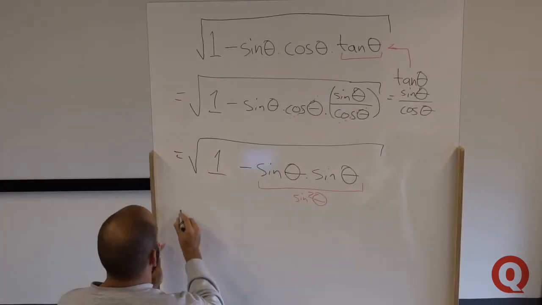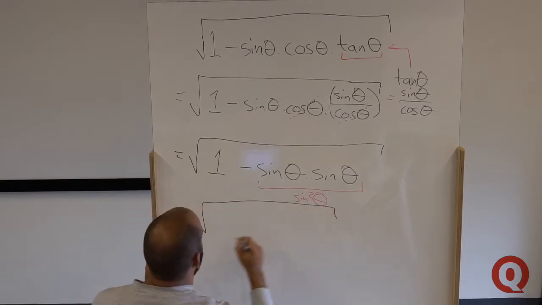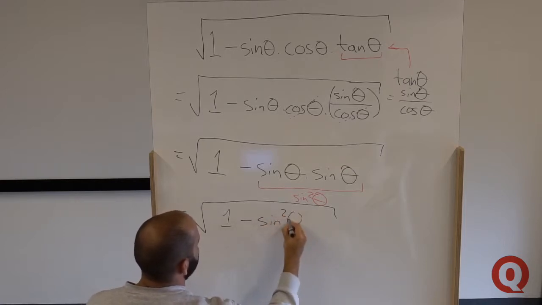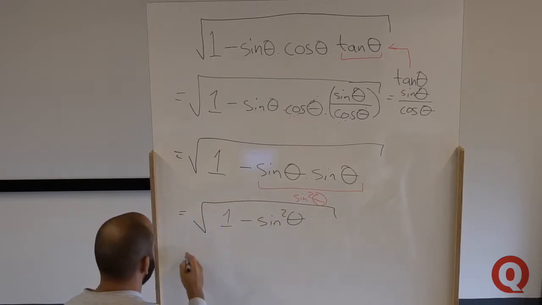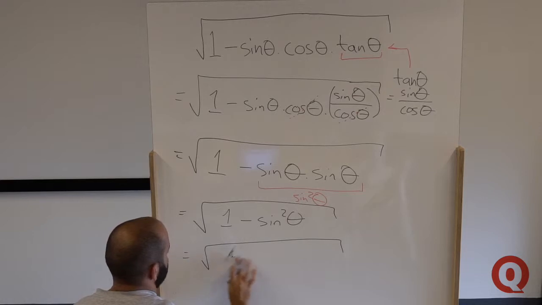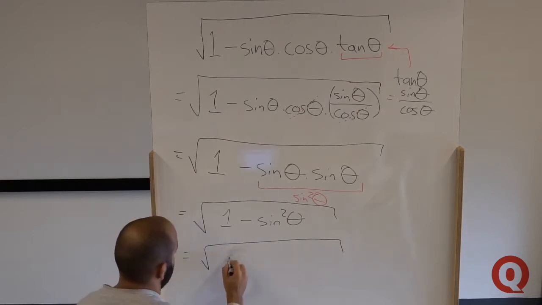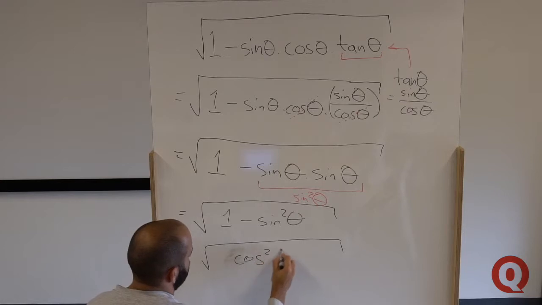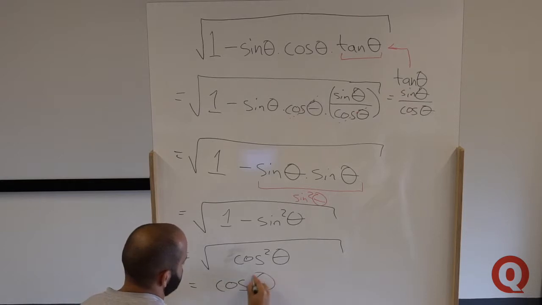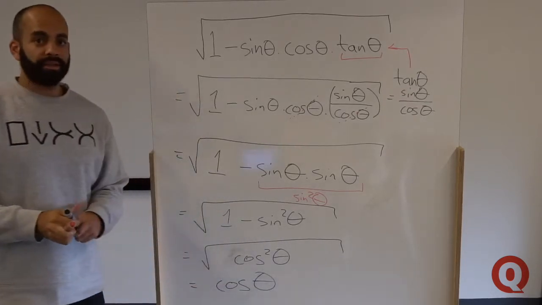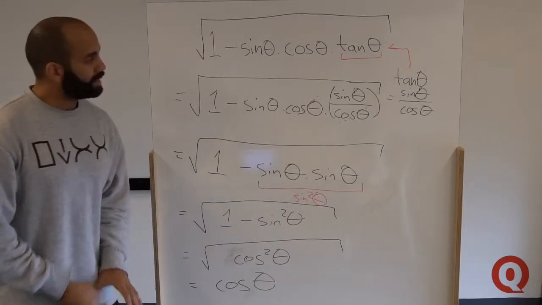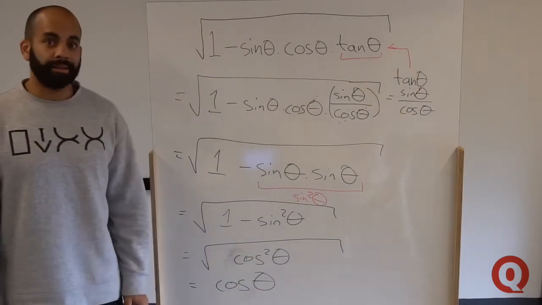You could write this expression now as the square root of 1 minus sine squared theta, which is equal to the square root of cos squared theta. Therefore, it is equal to cos theta. And that is the result of your first simplification of a trigonometric expression using these simple trig identities.